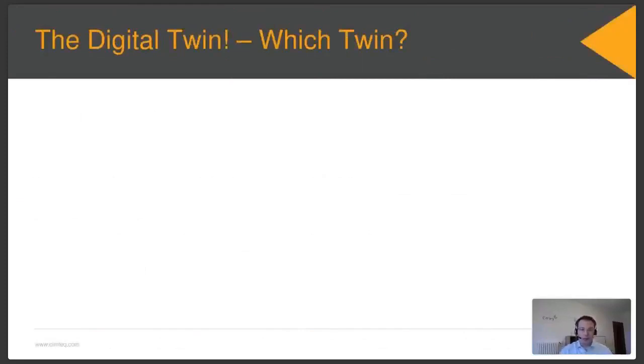Now, big topic here, a big buzzword, the digital twin. Everybody's talking about it, but really, which twin are we talking about? There can be twins of many things, and for our model of the smart factory, we see three twins as relevant. So the first one, we'll talk about products, the product twin. That means a twin of your design process and the twin of your product data.